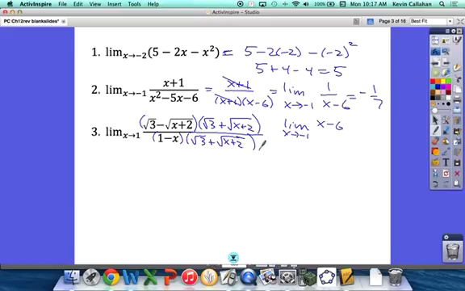Now, when you FOIL the numerator, because these are conjugates, you only have to multiply the first terms and the last terms. So the square root of 3 times the square root of 3 is 3. The square root of x plus 2 times the square root of x plus 2 is x plus 2. Okay, and because it was a minus times a plus, that's a minus.